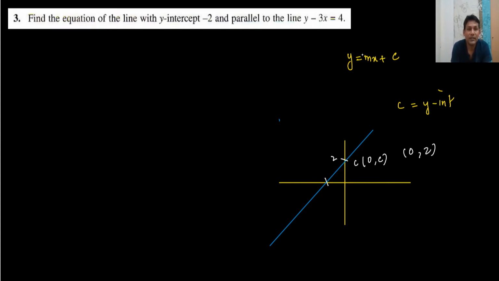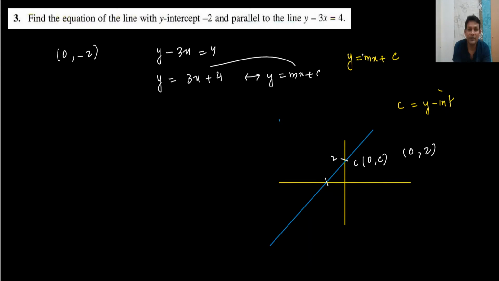So now, once again, the equation of the line with y-intercept is minus 2. Y-intercept minus 2 means we are talking about (0, -2). This is very important. We have a coordinate actually, and the line is parallel to this line, and parallel to this line means y minus 3x is equal to 4. So y equals 3x plus 4. Why are we writing this? Because we need to write in this form, y equals mx plus c. And what's the gradient now? The gradient is 3. So m is coming 3 now.